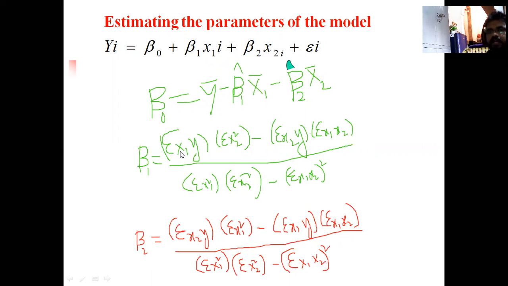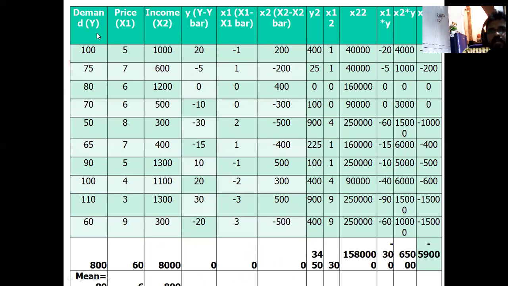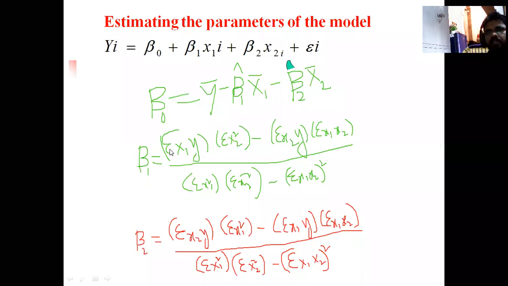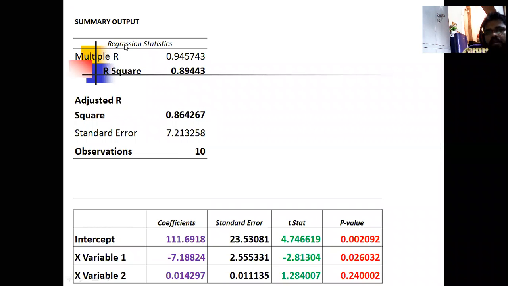If you are not interested in doing it manually, you can estimate the parameters by using different software: Excel, SPSS, EViews, Stata, or other software. I have used Excel only to estimate the parameters by using this data: demand, price, income, these 10 observations. So the summary output is like this. Already I showed you in the last class also.